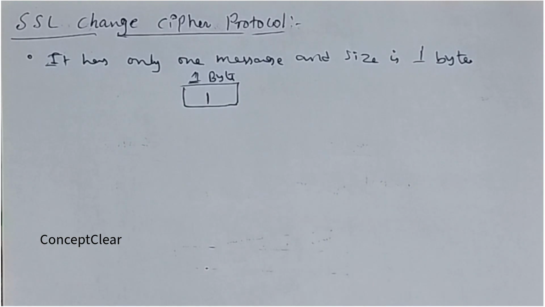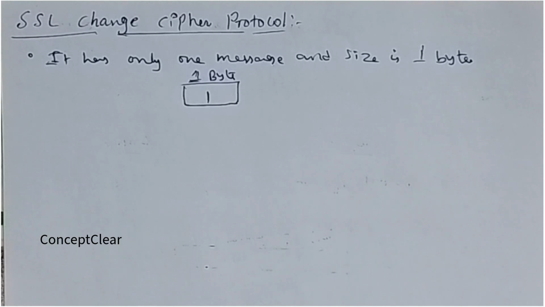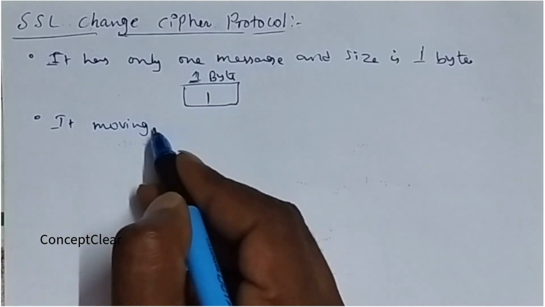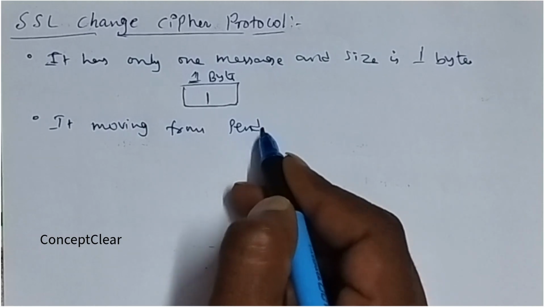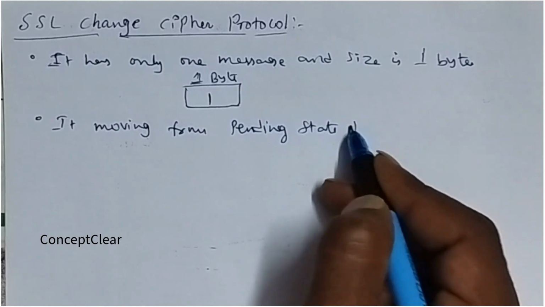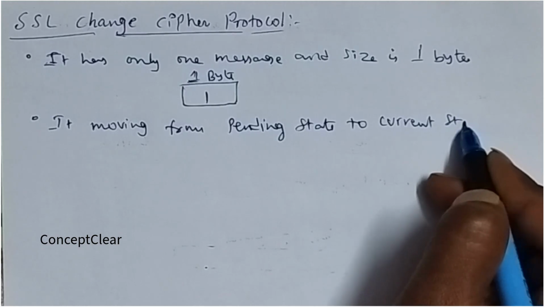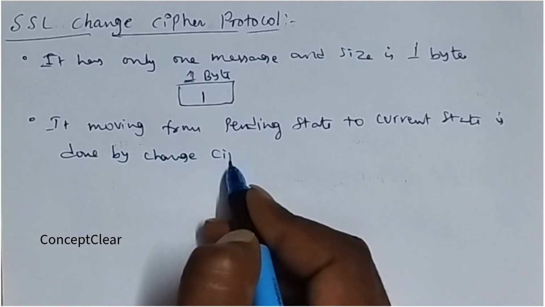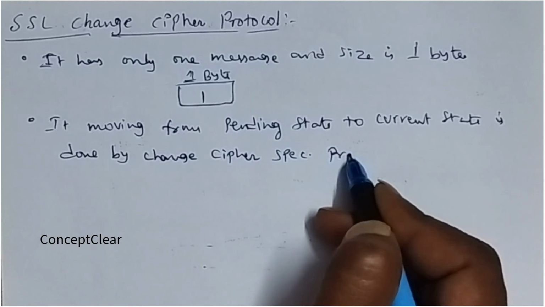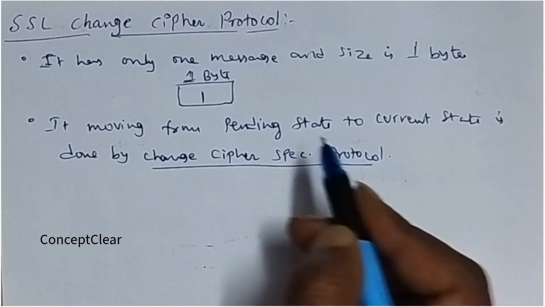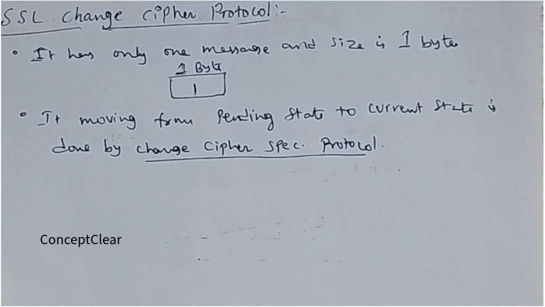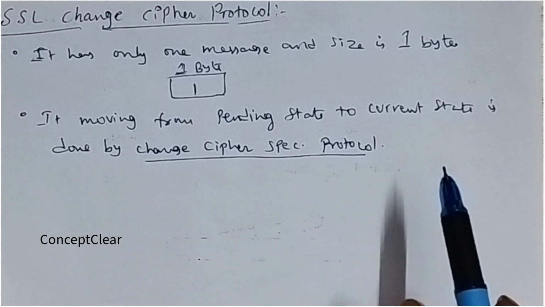Okay, it will copy the pending state into the current state. It is moving from the pending state to the current state, which is done by the change cipher specification protocol. Okay, this is about the change cipher specification protocol. It has only one message and the size is 1 byte. Like this, it is moving from pending state to current state by using the change cipher spec protocol. Okay, clear.